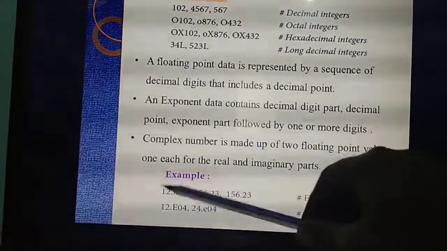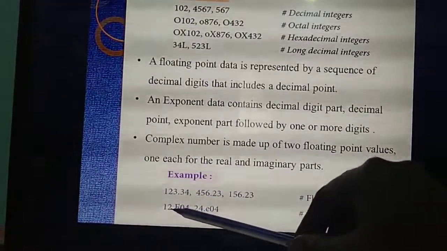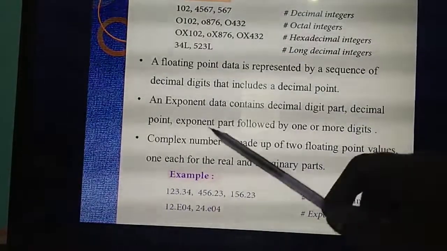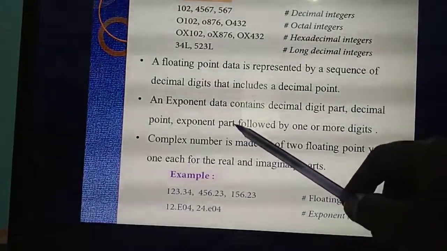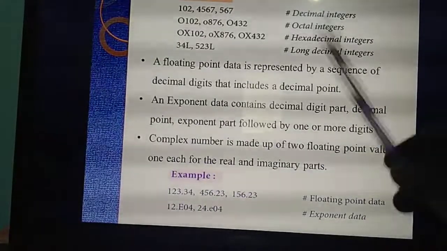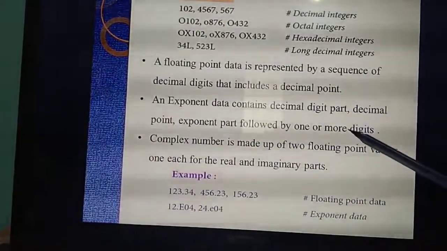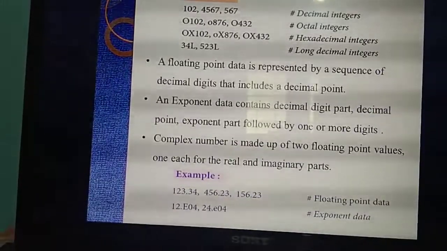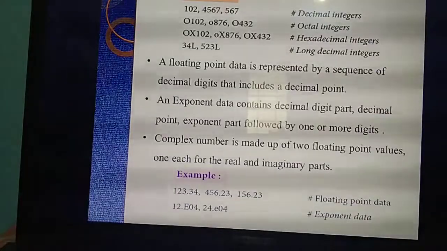Decimal point. Is the decimal point there? 12 point. Is it visible? That is the second part. What's the third part? The exponent part. That means E. E is the exponent. Then that exponent part is followed by some numbers or digits. That means 04. Totally how many parts are there?